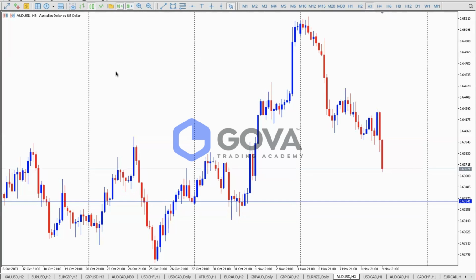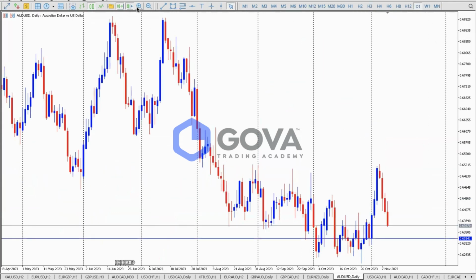Immediately after you determine what alignment it is on the lower time frame, you switch back to a higher time frame, which is the D1 time frame. Now, on the D1 time frame, in a buy alignment, we are focusing on a bullish candlestick.